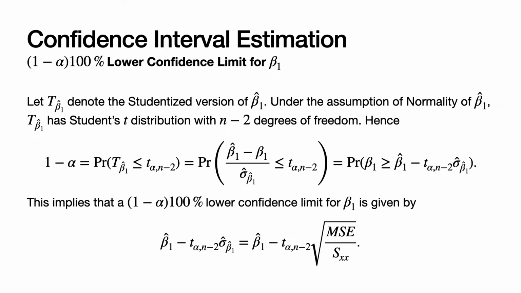Now this implies that the probability that the studentized version of beta 1 hat is less than or equal to the upper alpha percentage point of the t-distribution with n minus 2 degrees of freedom, that probability is 1 minus alpha. Now we can replace the studentized version of beta 1 hat in this probability statement with the expression that it's equal to. So beta 1 hat minus beta 1 all over the estimated standard error of beta 1 hat. And then do some algebraic rearranging inside the parentheses to get the probability statement on the right-hand side.